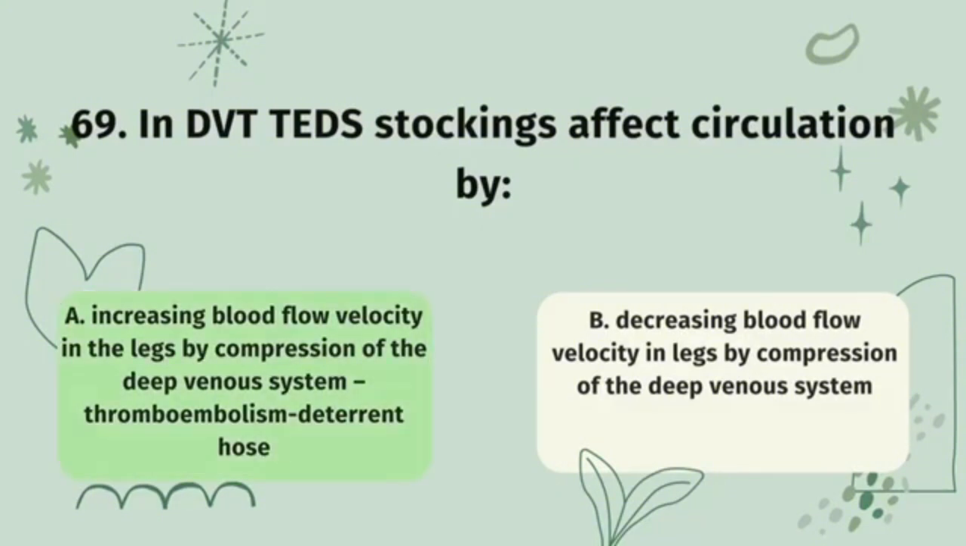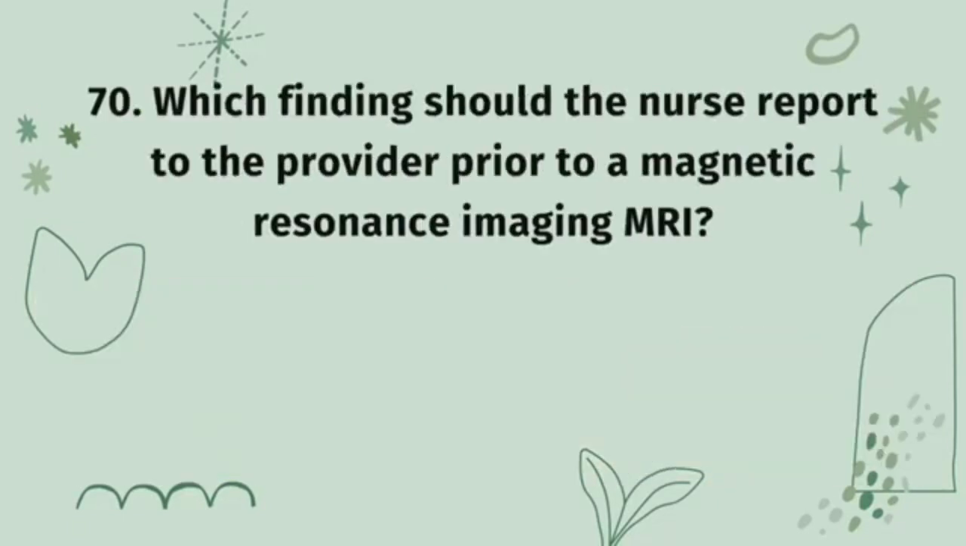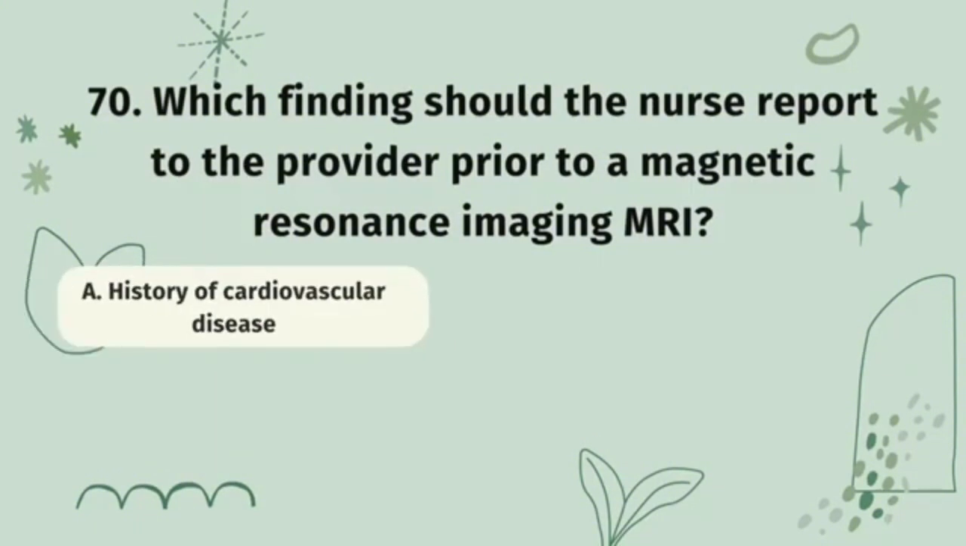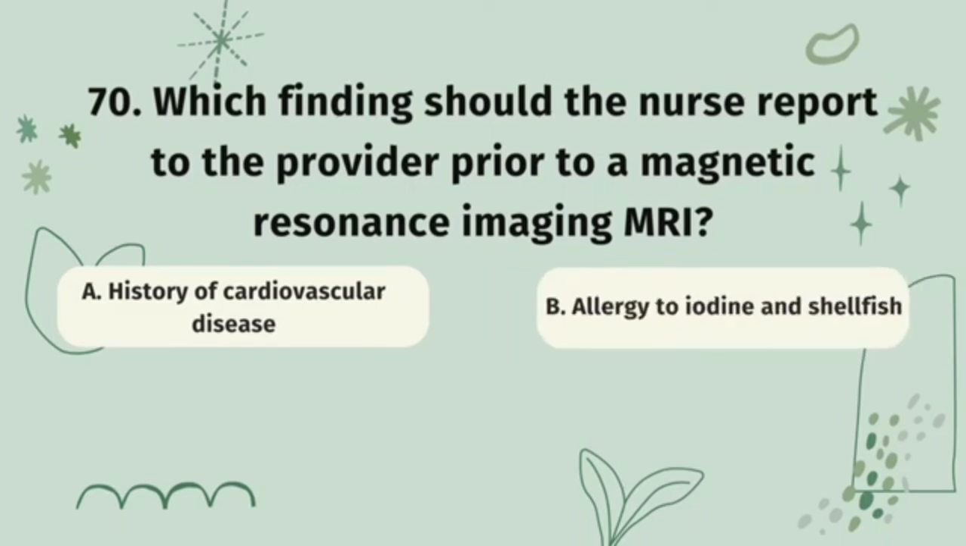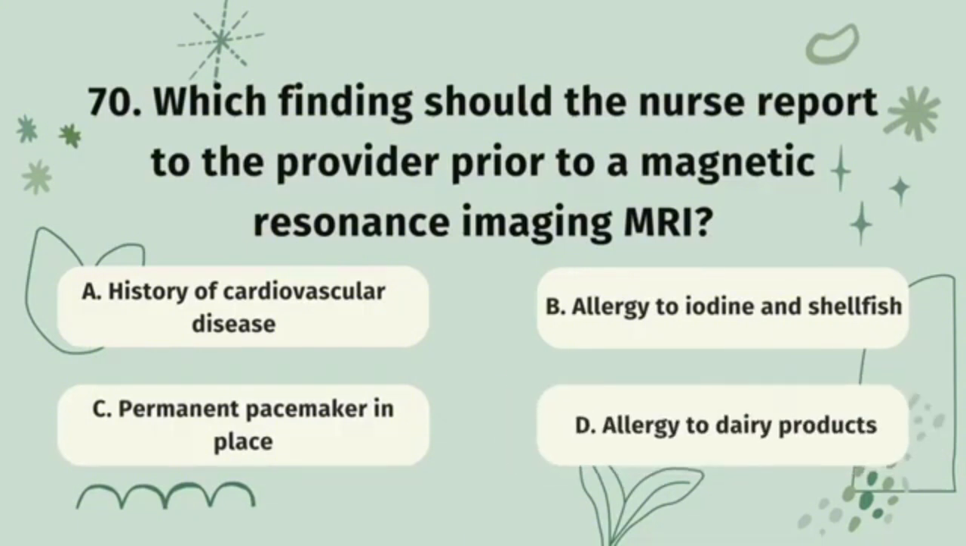The correct answer is A. Question 70. Which finding should the nurse report to the provider prior to a magnetic resonance imaging MRI? Option A. History of cardiovascular disease. Option B. Allergy to iodine and shellfish. Option C. Permanent pacemaker in place. Option D. Allergy to dairy products.